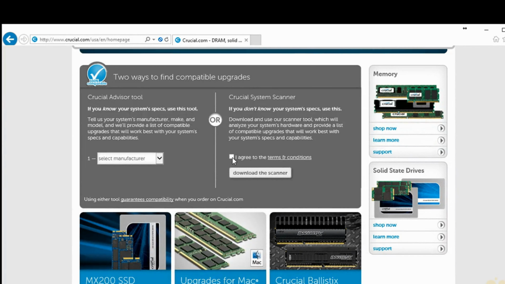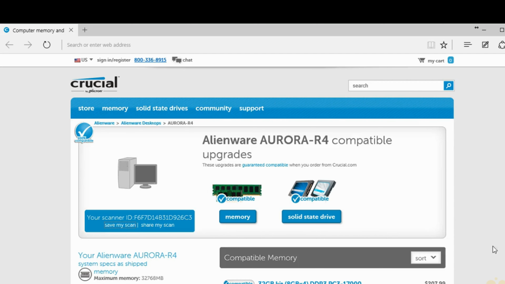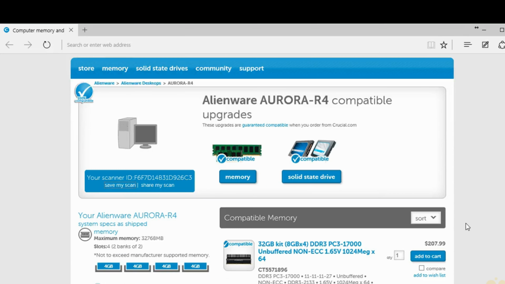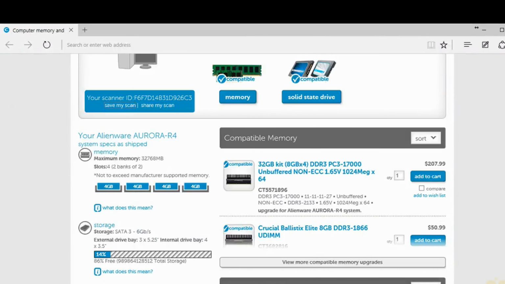So notice we can download a system scanner and run that scanner in order to obtain amazing information about the capabilities of our device. So I just executed that scan, and look at this. It identified our machine correctly as an Alienware Aurora R4. That's exactly what I have. And when we went in and visually inspected that machine, what did we find? We found that there was 4 slots, 2 banks of 2. And we saw that there was a 4 gigabyte chip installed in each of the slots, giving us 4, 8, 12, 16 gig of memory.